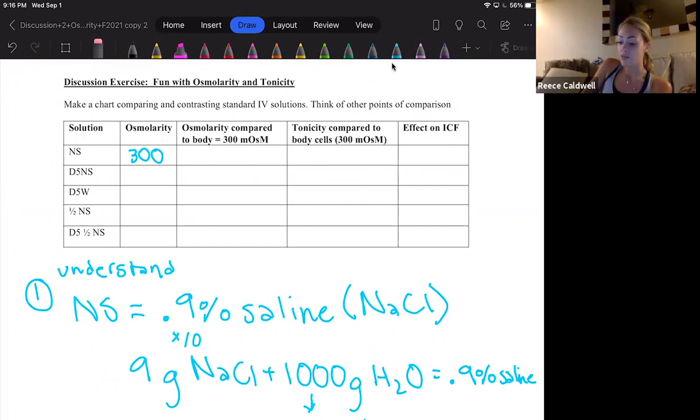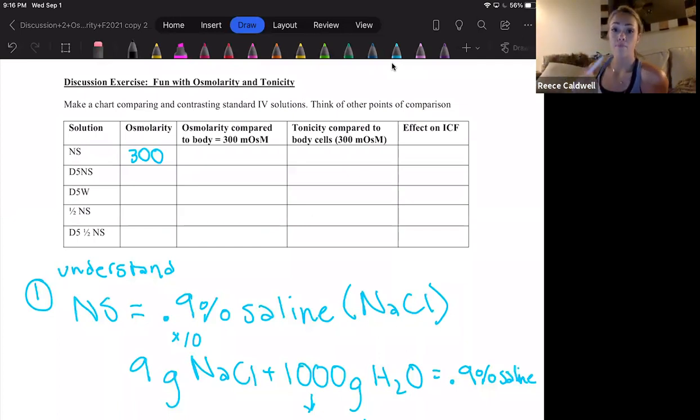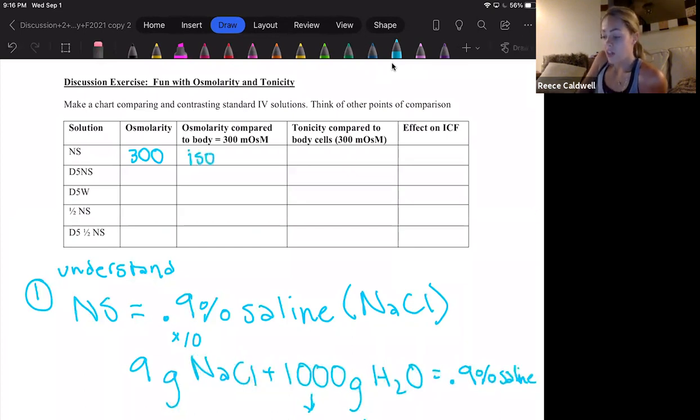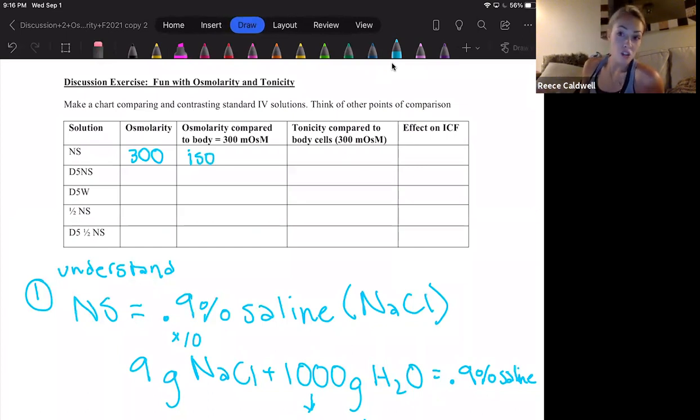So now that we have our osmolarity, we can compare the osmolarity of normal saline to the osmolarity of the body and the tonicity of the body's cells. Then we can look at what's going to happen to our cells based on the tonicity. So what we see is that 300 osmolarity compared to the osmolarity of the body is equal. So that means that it's isoosmotic. Whenever we compare it to the tonicity of the body cells, it is also equal, 300 and 300. So that means it's isotonic.